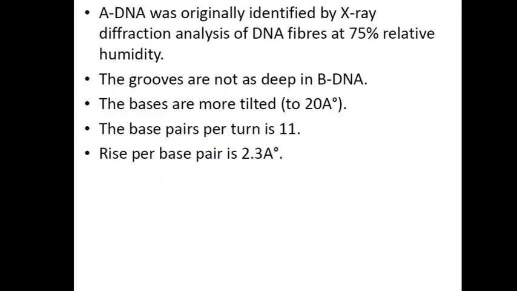The A form of DNA, or A-DNA, was originally identified by X-ray crystallography of DNA fiber at relatively 75% humidity. The grooves are not as deep as in the B form of DNA. The bases are more tilted, to around 20 angstrom, and the base pairs per turn is 11. Remember, in the case of the B form, it was 10.4.